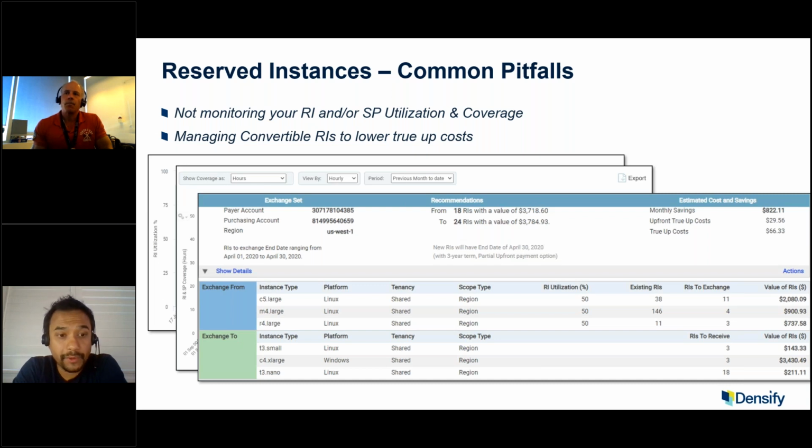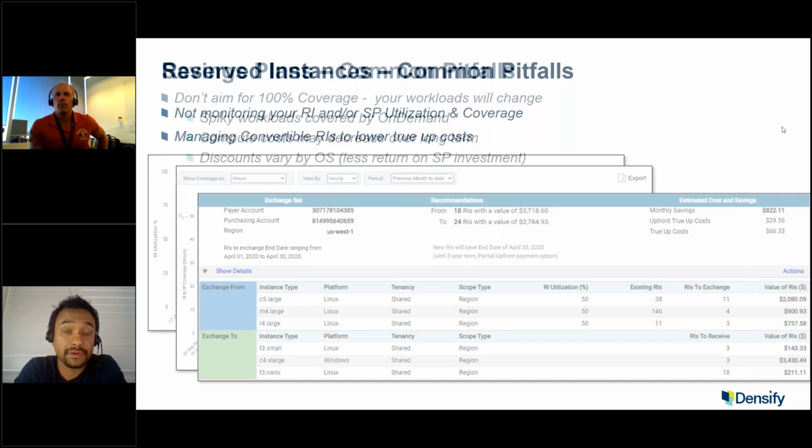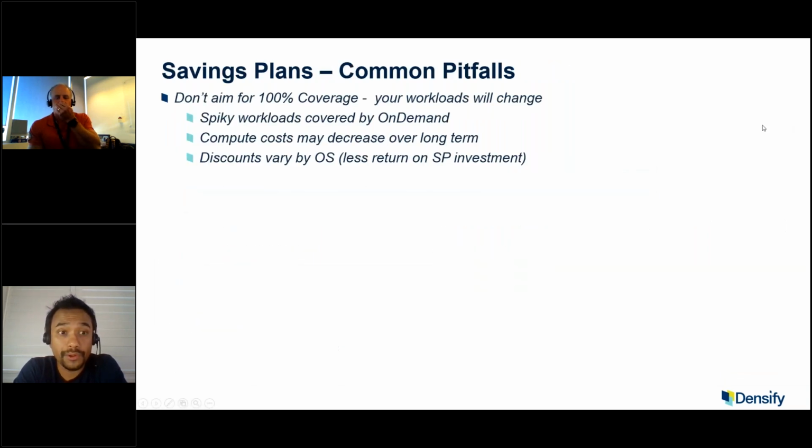Correct, absolutely. That's a great point. What we do with our recommendations is we don't just tell you to blindly go ahead and buy RIs, but we say let's optimize your workload first, and then buy the RIs to cover them, or Savings Plans to cover them. That's the goal here. Now, same thing with Savings Plans as well.